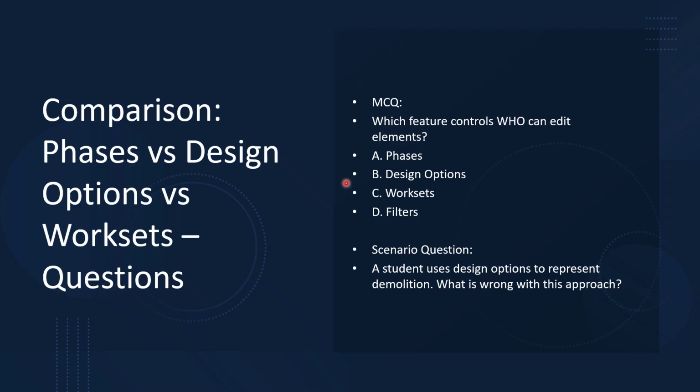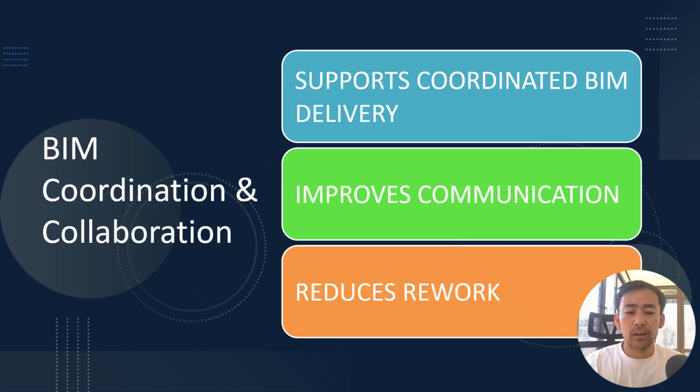It's mainly managed by the project phase and phase filters. You talk about BIM coordination and collaboration in order to emphasize the topic of all of these Revit tools. Powerful tools such as design options, worksets, and project phases are used to collaborate, coordinate, and manage the project. And it supports coordinated BIM delivery.